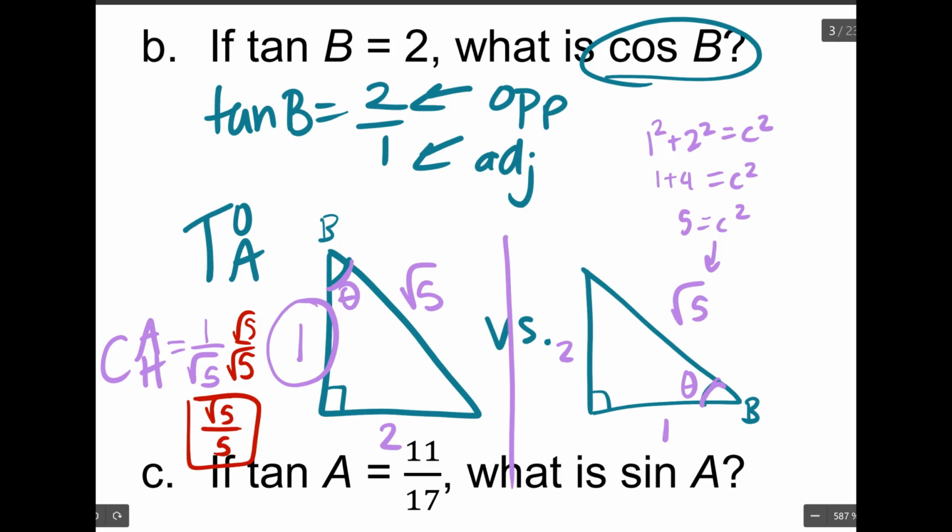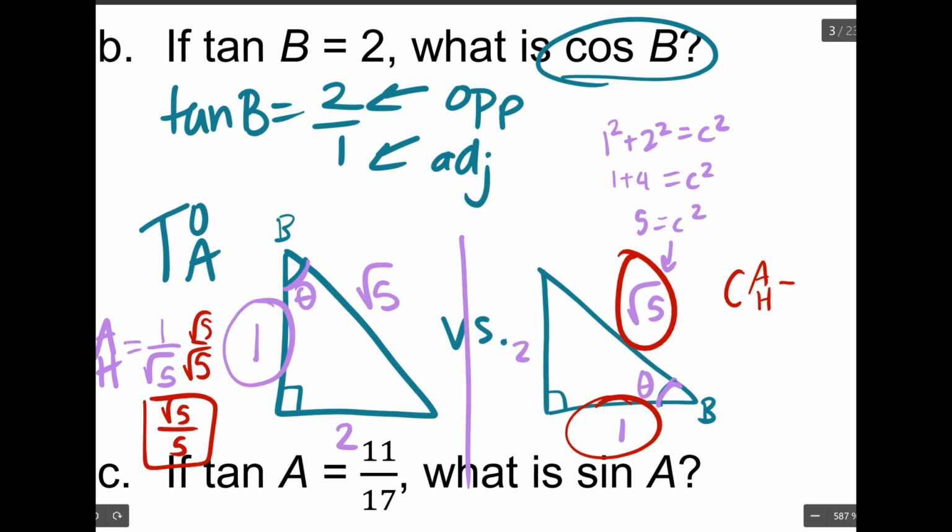Let's check on this other side. Cosine is adjacent over hypotenuse. No, I'm sorry, that's not the hypotenuse. Hypotenuse. Oh, it gives me the same thing.